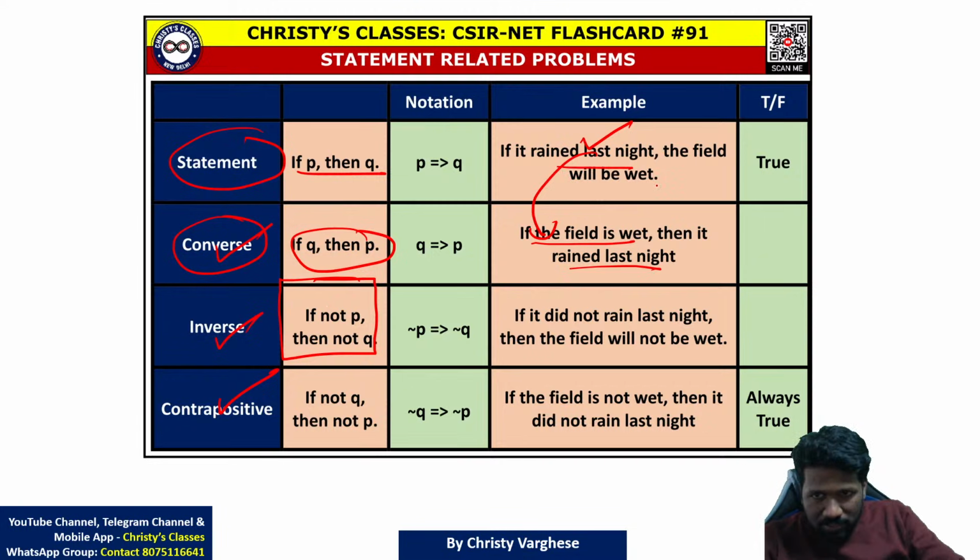If it rained last night, the field will be wet. If it did not rain last night, the field will not be wet. Contrapositive means not Q implies not P. If it rained last night, the field will be wet. If the field is not wet, it did not rain last night.